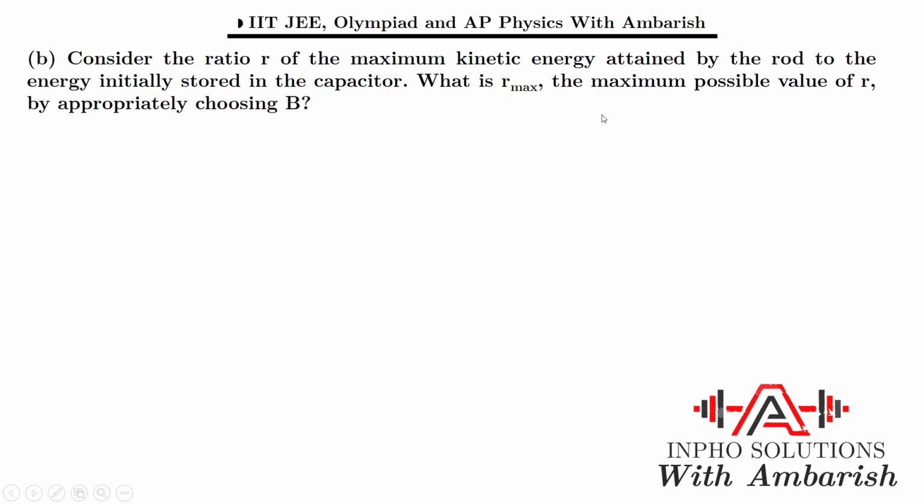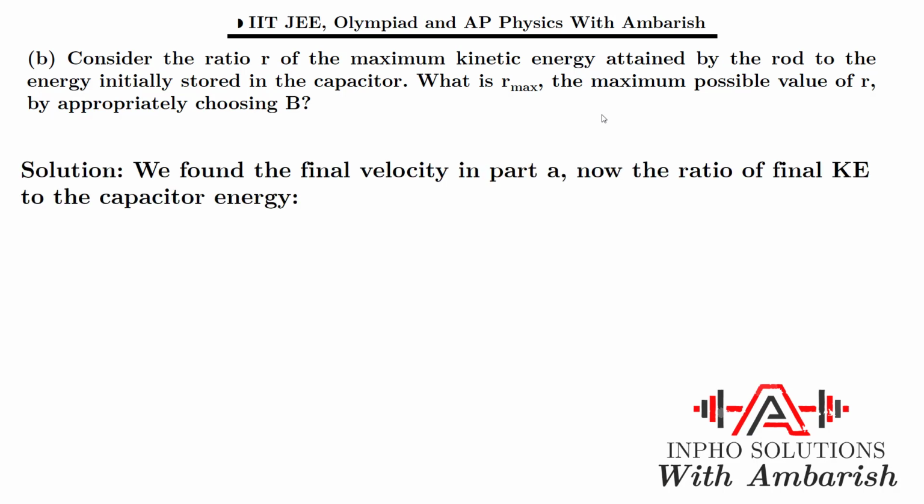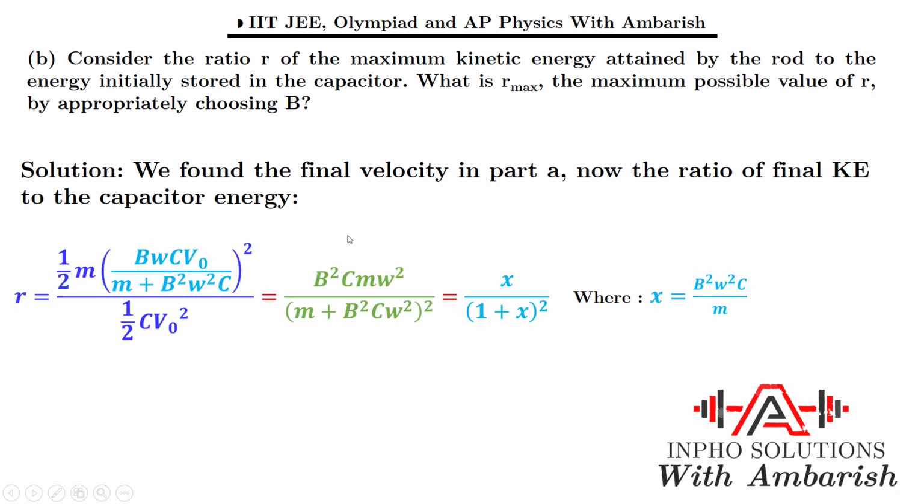Okay, so now you know that kinetic energy is half m v square, and the stored energy in the capacitor is half C V naught square. So we just take the ratio, using the velocity we found in the previous part. The ratio of final KE to the capacitor energy is half m v square, used directly from the previous part, over half C V naught square. If you take the ratio and simplify this whole square, this comes out to be B square C M W square upon (m plus B square C W square) whole square.